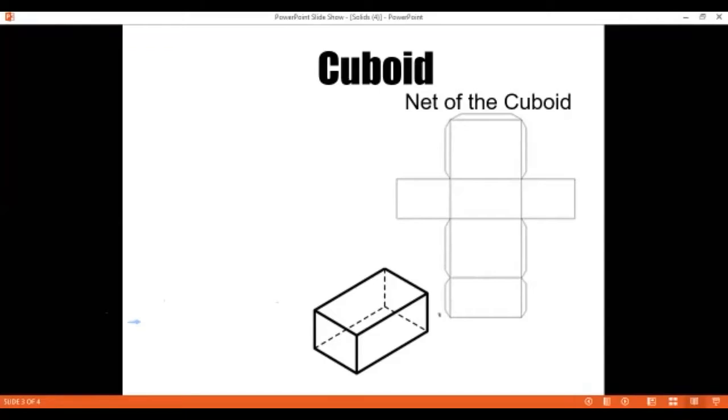Right? Then again write the cuboid heading, underline it, and then leave the space to draw the cuboid and the net of the cuboid. Right? Now you have the textbook. See where the net of the cuboid is. Go through it and you have to build this one also.